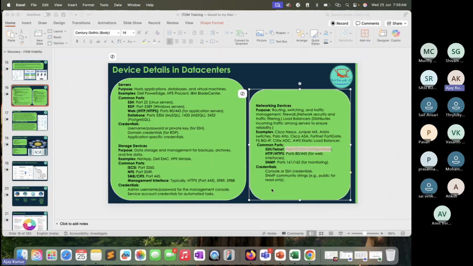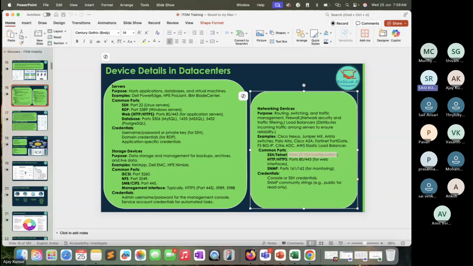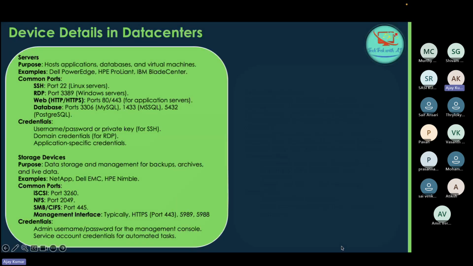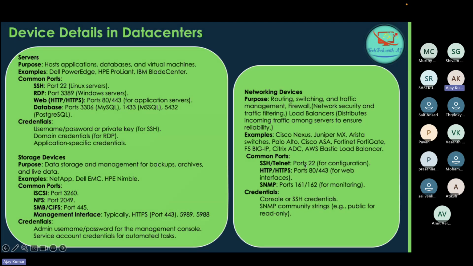Any other questions from anyone else? Ajay, for network devices we use 161 only, right? But we discussed port 22 also for network devices. Right. See, I specifically mentioned, guys, don't be confused. Port 22 is required for configuration.